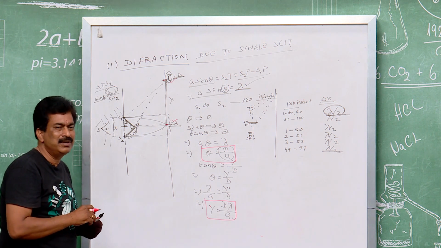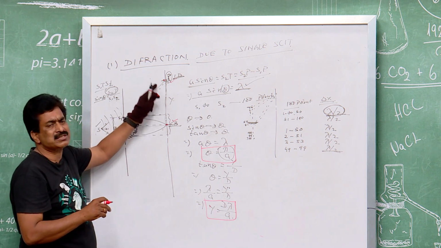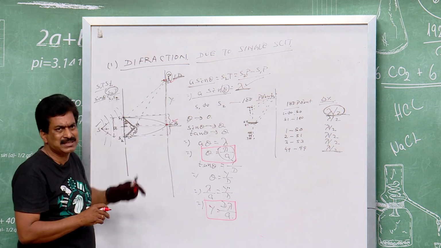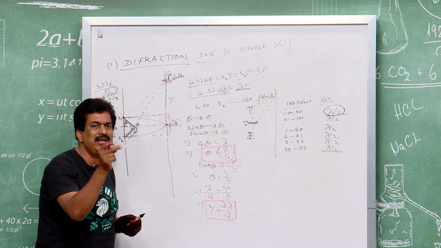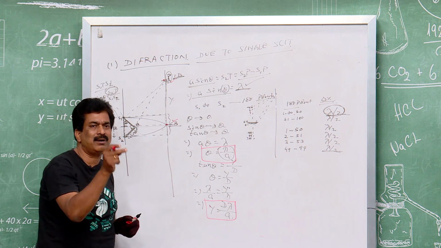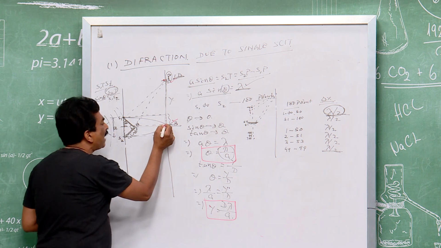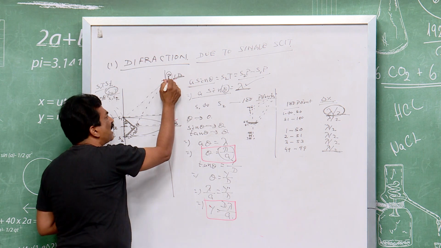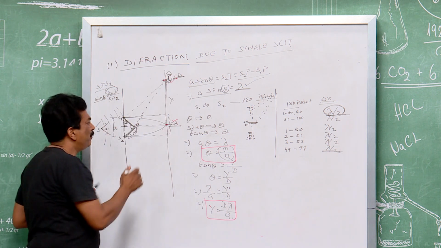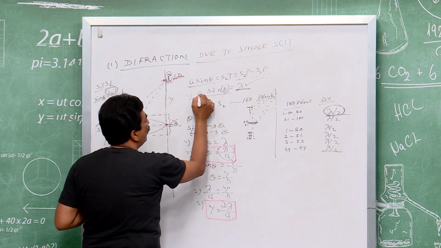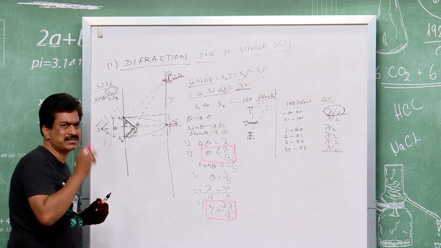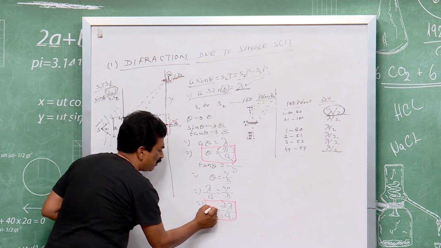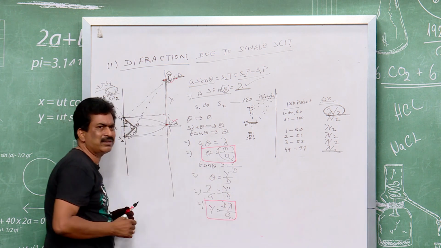The question will come, sir, up to how far will the central brightness exist? It will exist up to that point till you have not received the dark point. Where the darkness starts, that will be the first dark one. Means for a sin theta equal to lambda, you are getting the first darkness. The first darkness point is at capital D lambda by a.